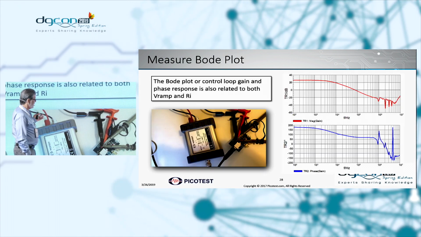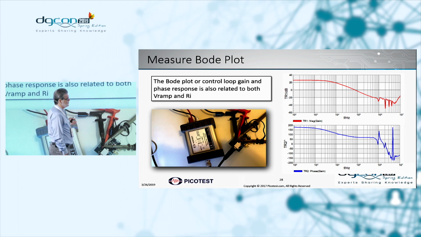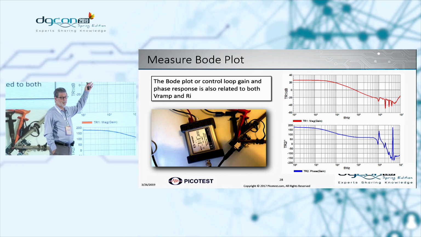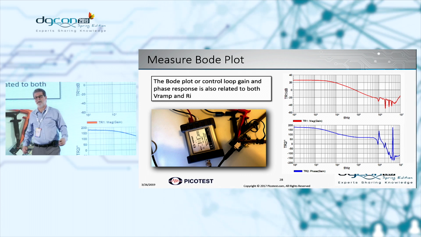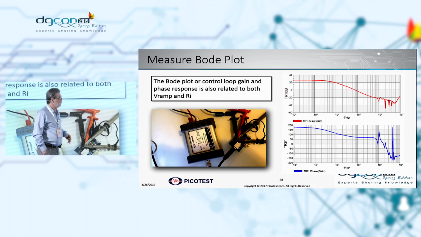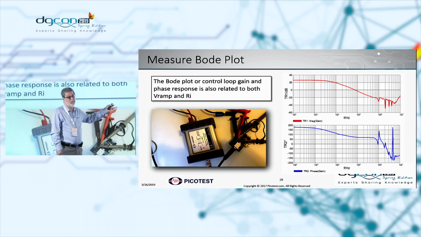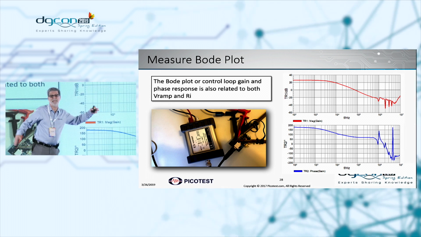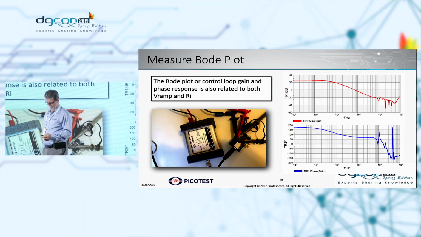And so we could also measure the Bode plot. The Bode plot tells us about the control loop. We measure that in a frequency response analyzer, and we can measure the voltage and the phase, and we can calculate gain margins and phase margins and stability margins. We can do that if we want to. There's not really a need for us to, but the more measurements we can get, the better our model's going to be.